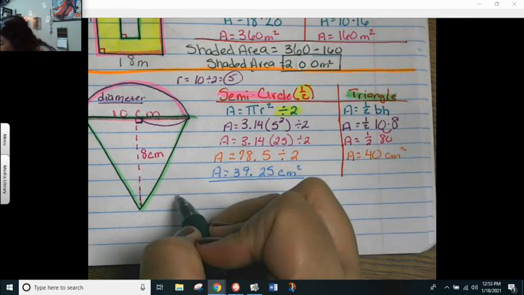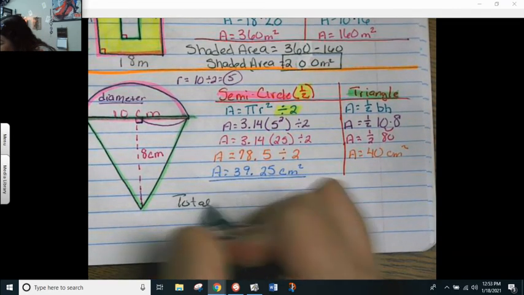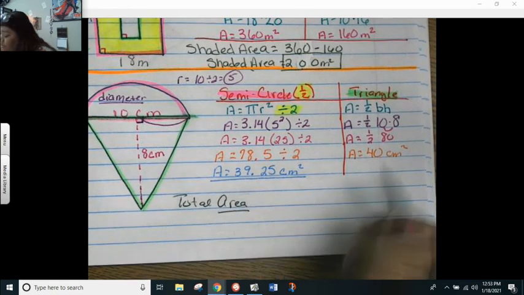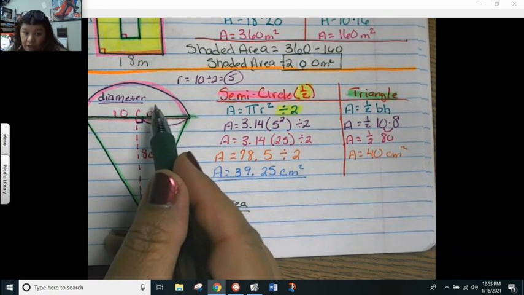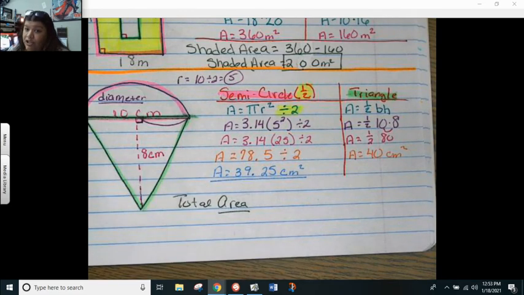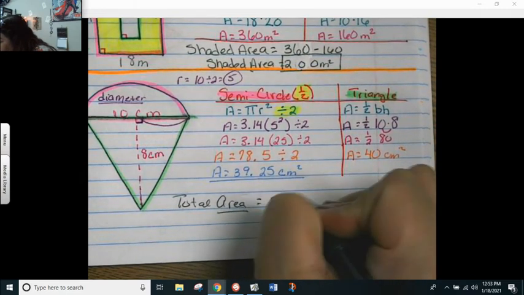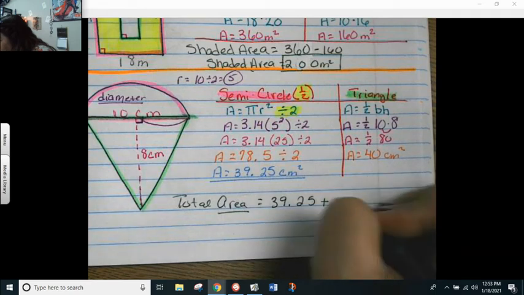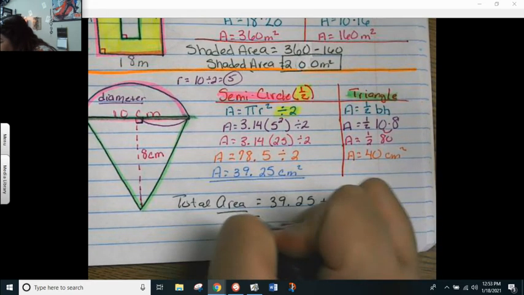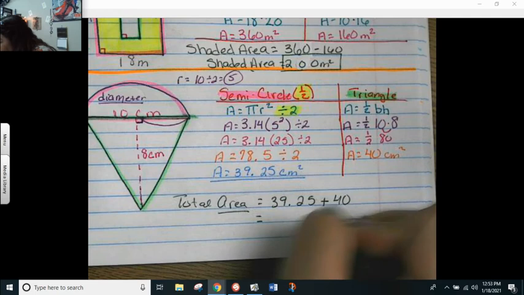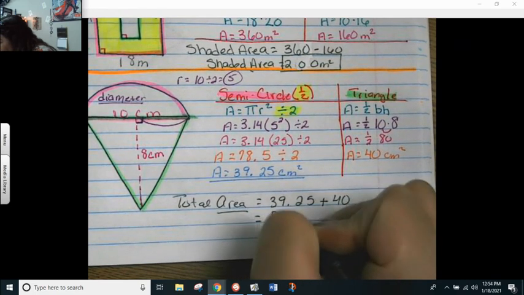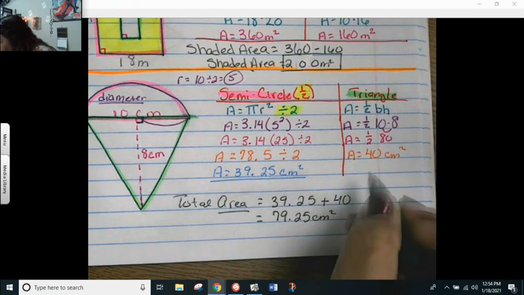And now to find my total area, we're going to add, because I added a semicircle on top of a triangle. I don't have a shape inside another shape. If a shape is inside another shape, you're subtracting. Here, I don't. So I'm just going to add. Okay. So we're going to add 39 and 25 hundredths plus 40. And that gives you a total area of 79 and 25 hundredths centimeters squared.